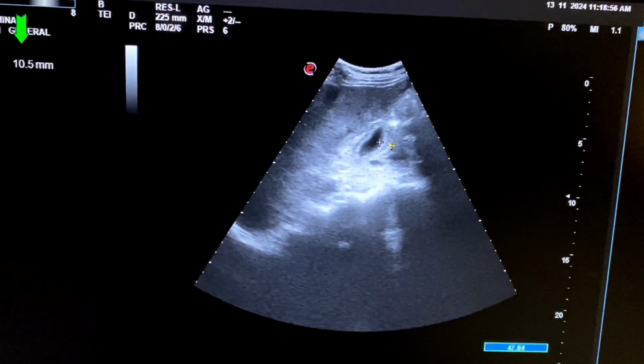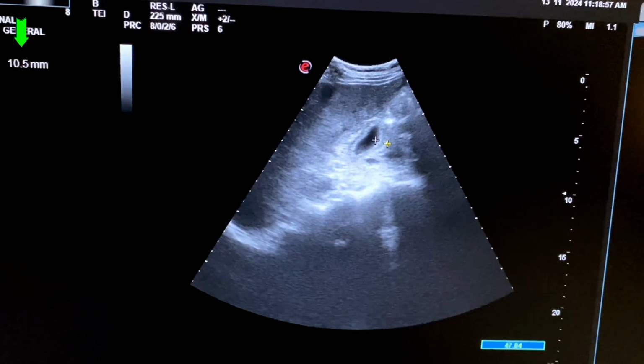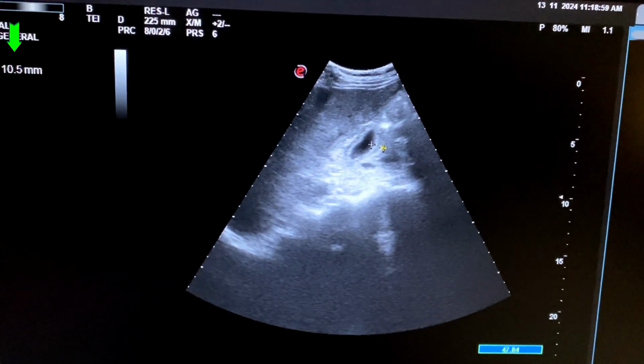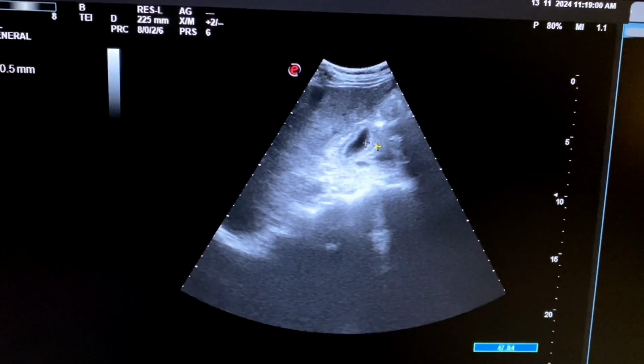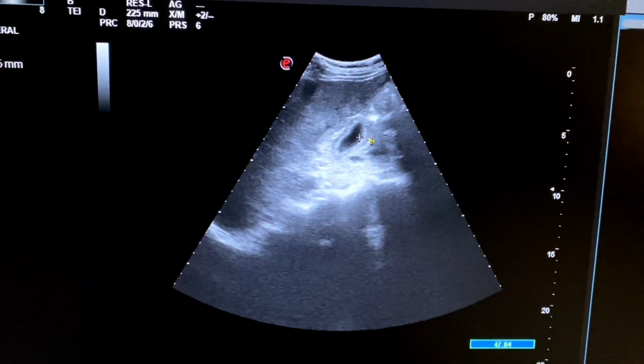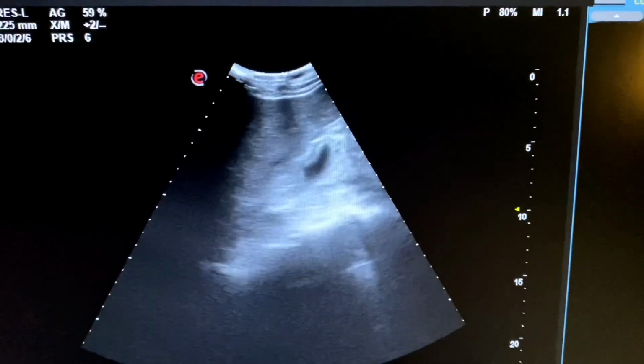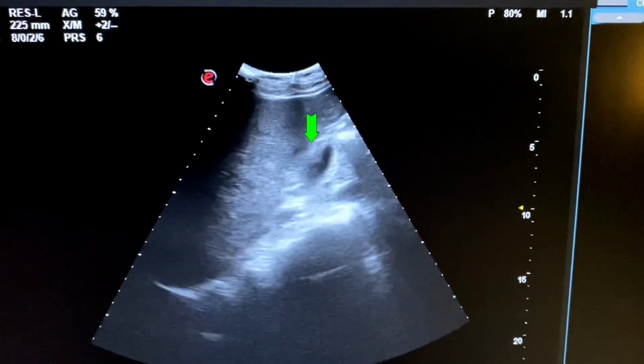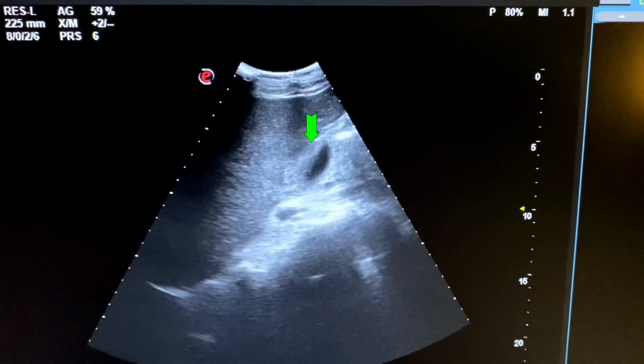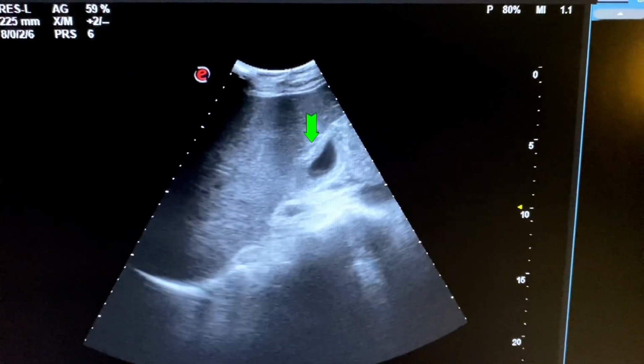Here we see the thickness of the gallbladder wall is 10 millimeters. No stone or mass is seen in the gallbladder.